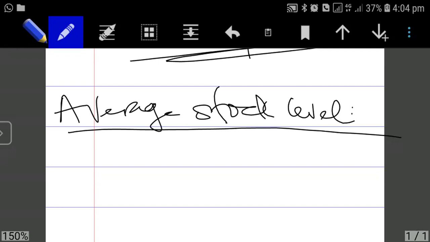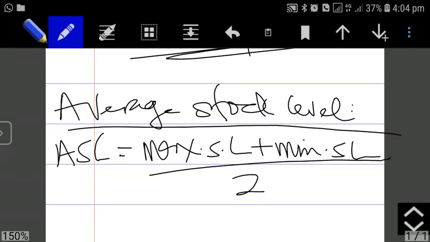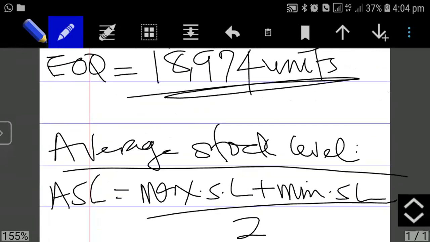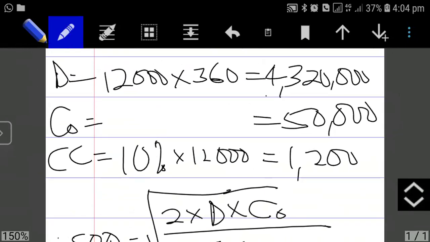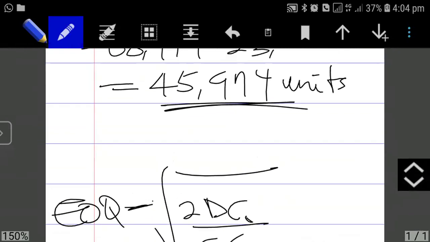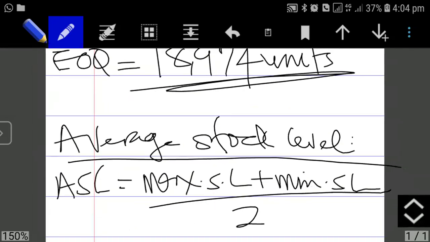Average stock level will now be maximum stock level plus minimum stock level, and we now divide it by what? Divided by 2. So what will this give us? Maximum stock level that we calculated gives us what? Maximum stock level is 45,974.